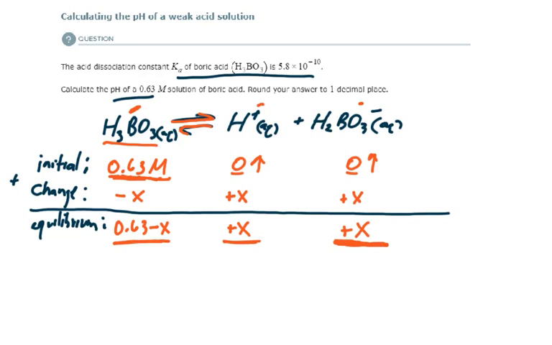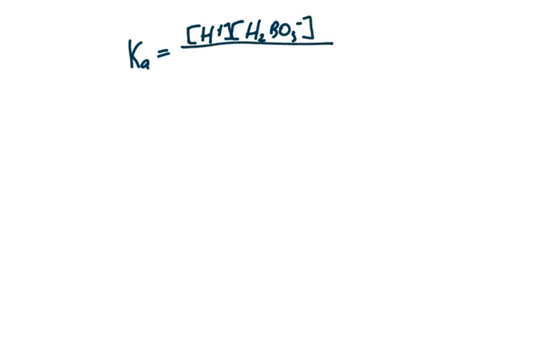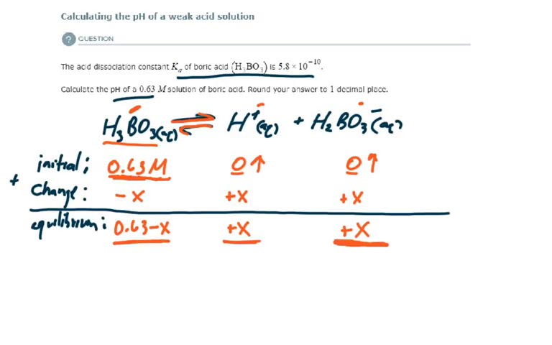So our first step in solving for X is to write the equilibrium expression for the ionization of boric acid. That's going to be Ka, which is the acid ionization constant. It's equal to the concentration of H plus times the concentration of the conjugate base over the concentration of boric acid. And that came from this right here.